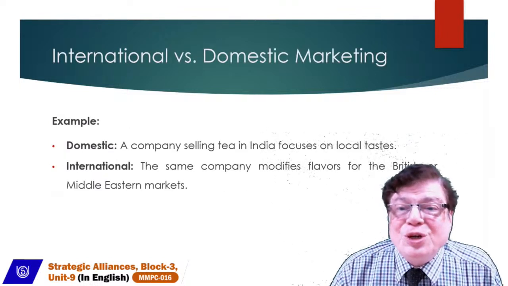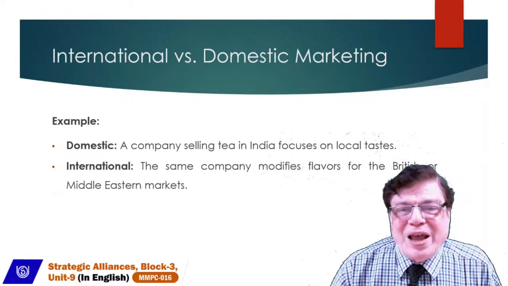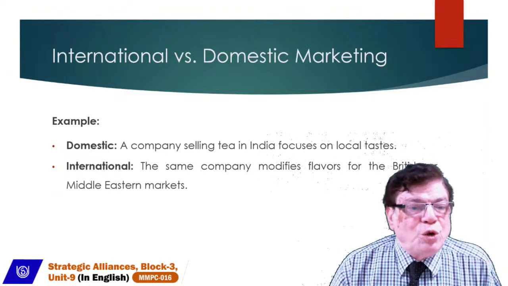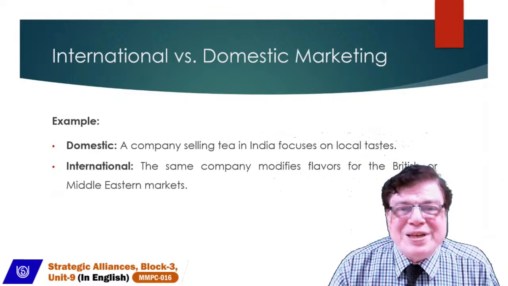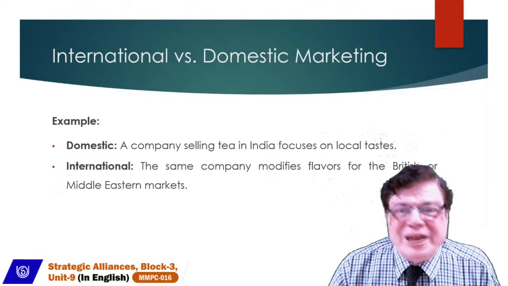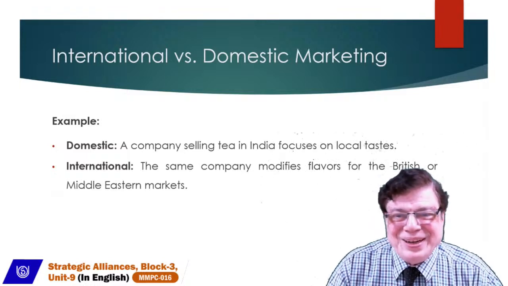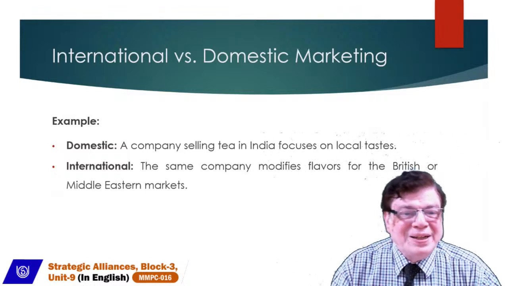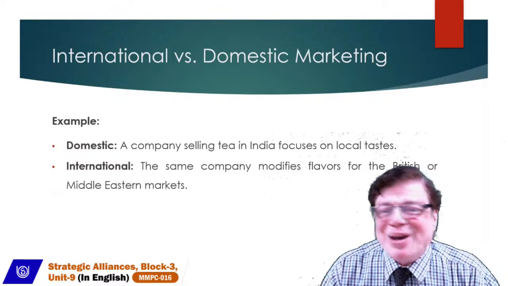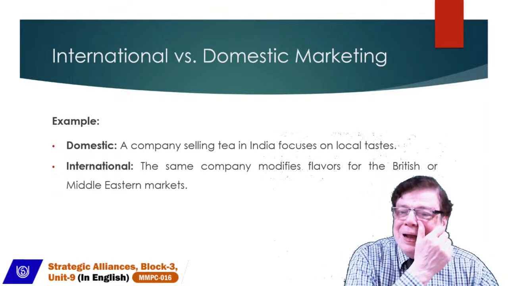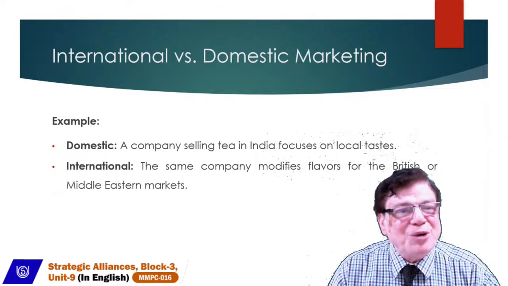Now, international versus domestic market. Domestic is buying and selling within one country; international is buying from another country and selling to another country. A company selling tea in India focuses on local tastes. A domestic company selling in India only will see the taste of all the communities in India and prepare accordingly. In the international case, the same company modifies flavors for the British or Middle Eastern markets. When they are selling tea to British people, they will modify the flavor and produce accordingly.